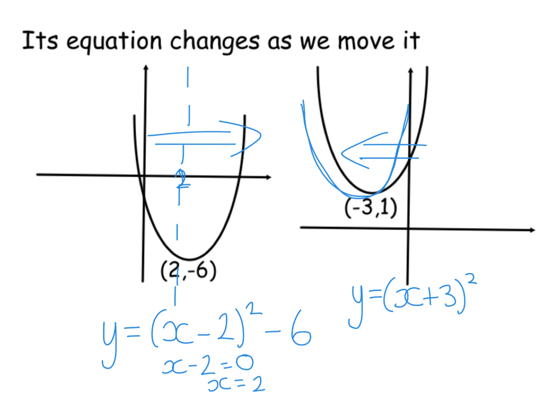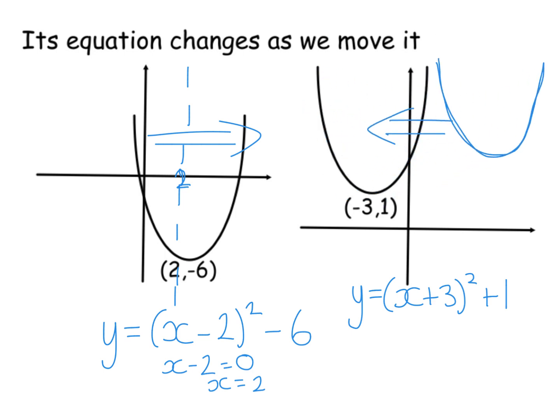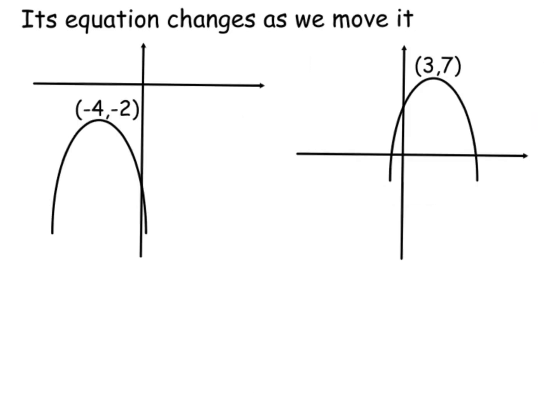So the equation of this graph, let me take all these drawings away, would be x plus 3 all squared plus 1. Let's look at another 2. This time we've got some sad face ones. So we know because it's a sad face, there's going to be a negative in front of the x squared. So this one starts off as y equals negative x something squared.